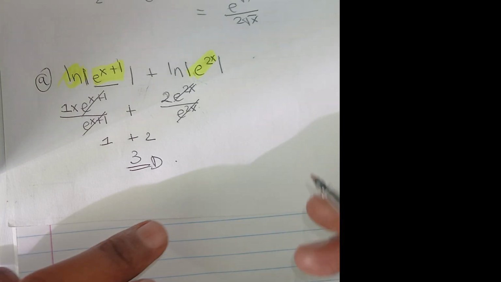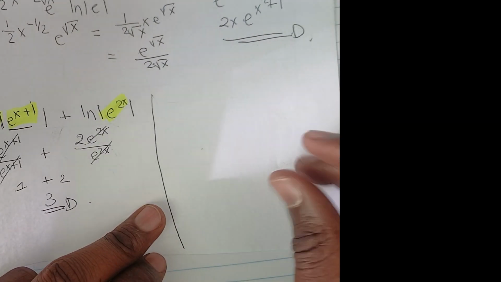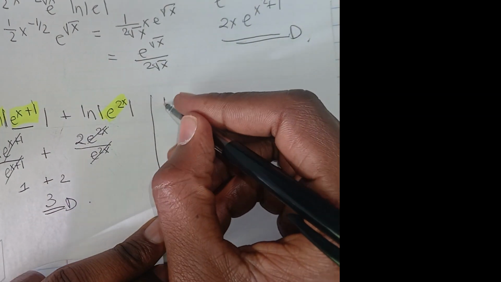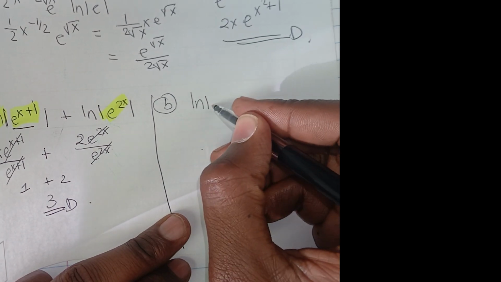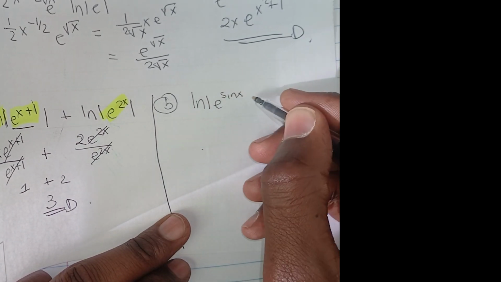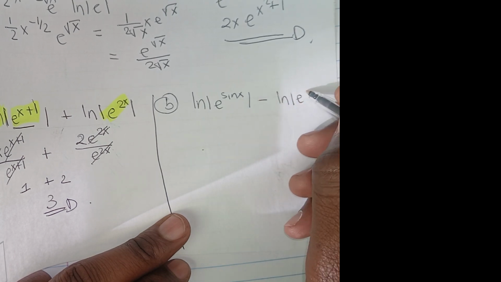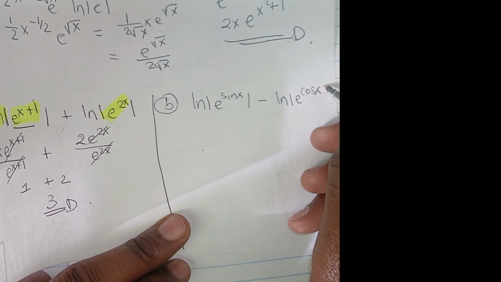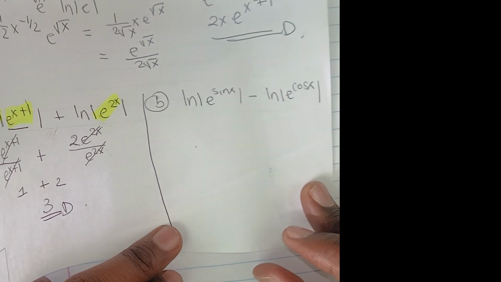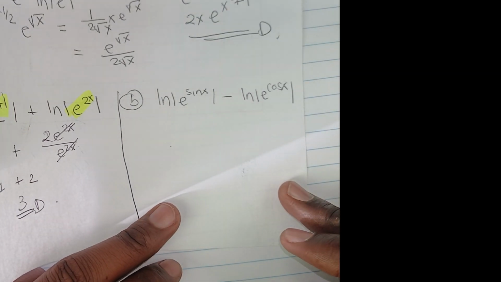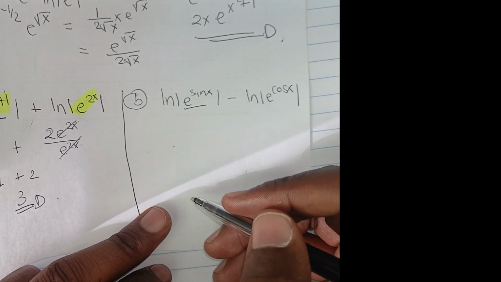Right, now going to the other question. Letter B. It's saying ln e^(sin x) minus ln e^(cos x). Then derive this. Right. Then first thing first, we have to derive this and put it in the numerator.